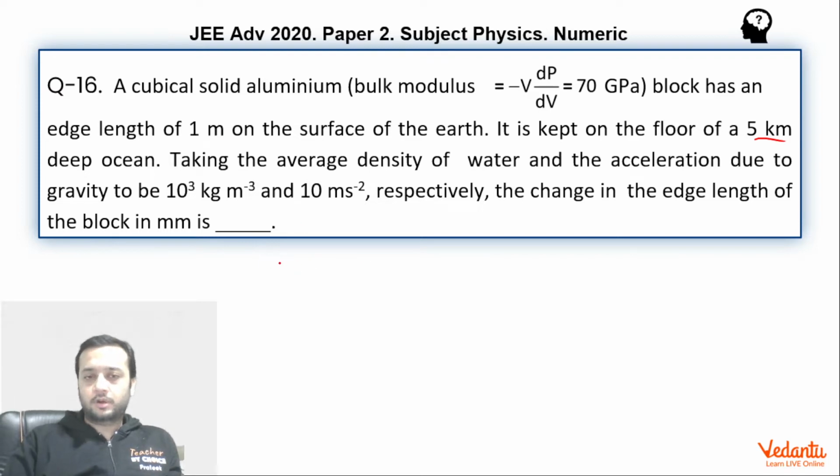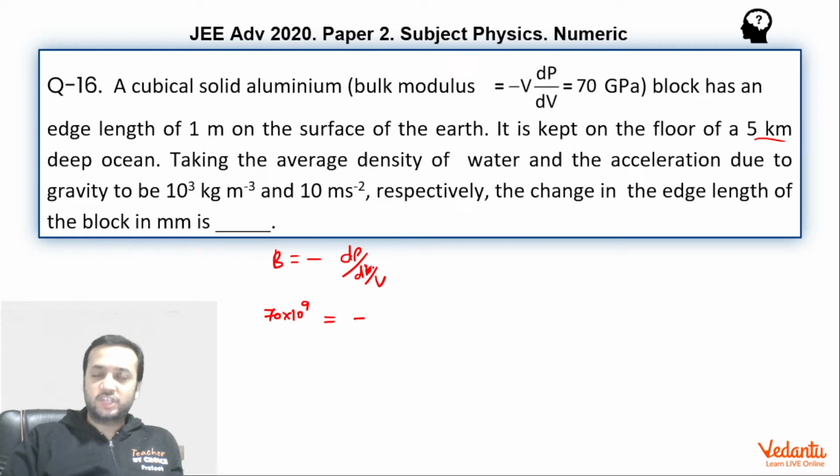It's a cubical block, so we know that the bulk modulus is equal to minus dP upon dV by V, as is given over here. So bulk modulus of the aluminium has been given as 70 gigapascals, right? So we can say that 70 gigapascals, that means 10 to the power 9, giga means 10 to the power 9, will be equal to minus of dP, which is change in the pressure.